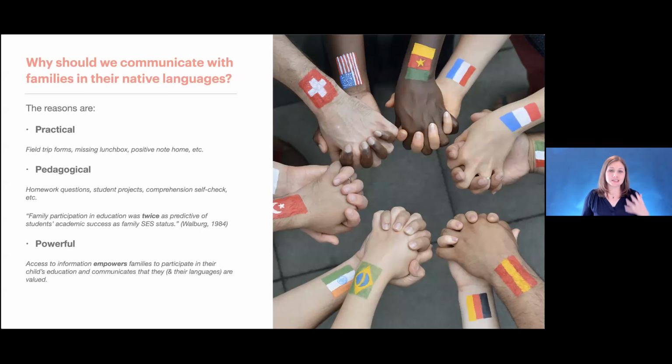So we've got practical reasons, we've got pedagogical reasons, and we have powerful reasons, really powerful reasons. Access to information is very empowering. It empowers families to participate, and it also communicates that these families and the languages that they speak are valued in our communities. And so we know that having access to information can be very powerful because it invites them into the process. It can also give agency and voice to not just families, but also to classroom teachers themselves.